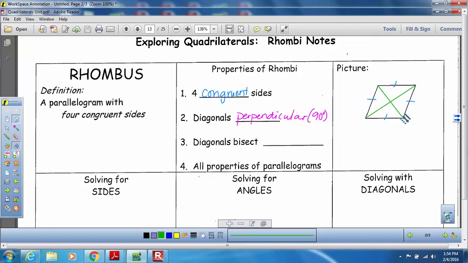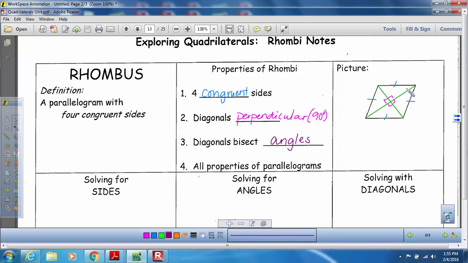Where my diagonals intersect is where they form right angles. So here would be a right angle, here would be a right angle, here, and here. The third property that rhombi hold is that their diagonals bisect the angles, the corner angles.